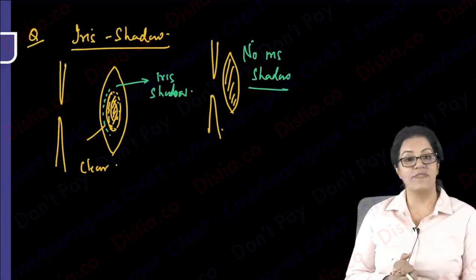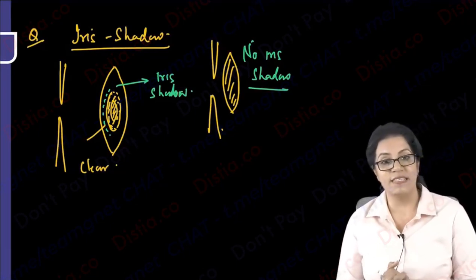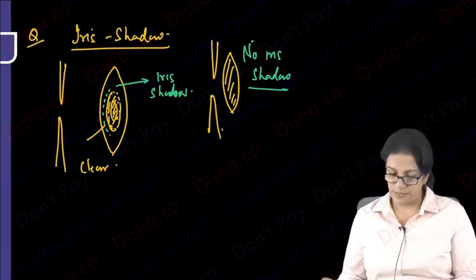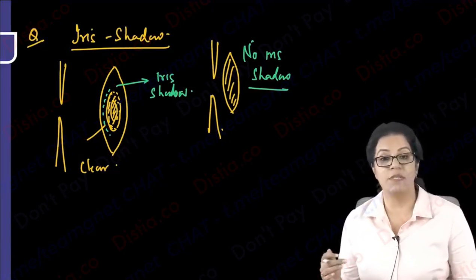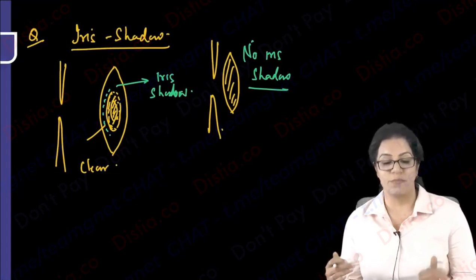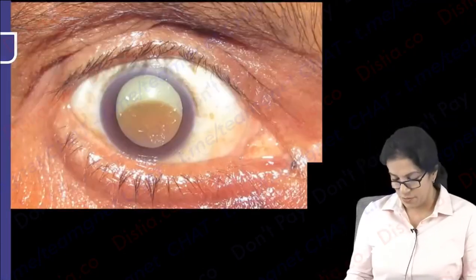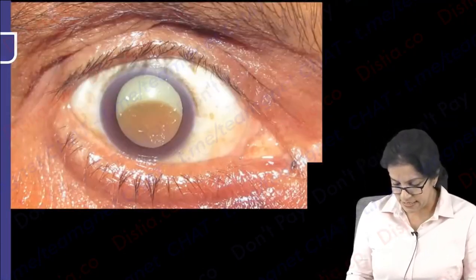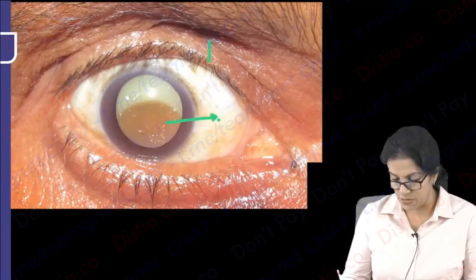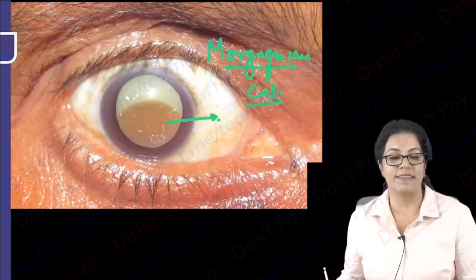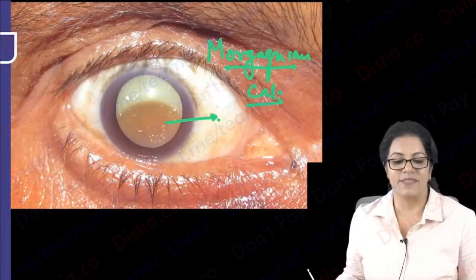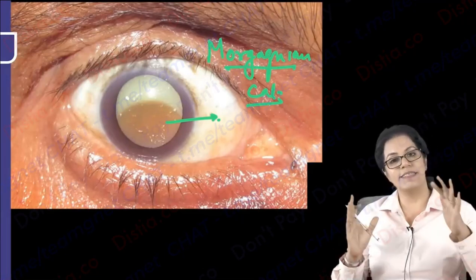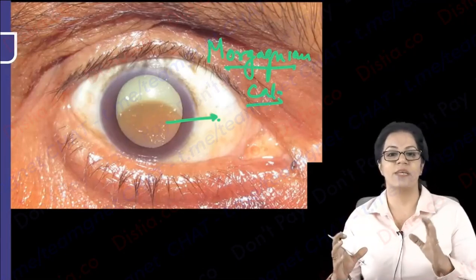What was the third way of classifying? Third way of classifying is etiologically. Before that, since I've been describing Morgagnian, let's have a look at Morgagnian. Okay, let's see this slide. What do you see? This is the liquefied cortex and this is the nuclear or harder part inside this liquefied cortex. So you're looking at Morgagnian cataract. We'll see it again when we talk about senile cataract. Just have a look at this one. Right? So when the patient is turning his head, this will be dancing inside the liquefied cortex.